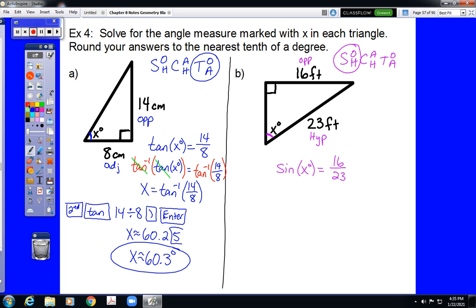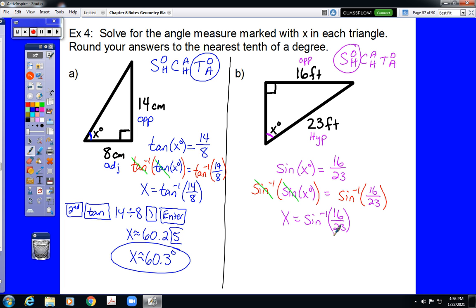Once again, we are inside of a sine function. To get it out of the sine function, to free it from the sine function, we are going to take the inverse sine, or arc sine, of each side. So the inverse sine of the sine of x equals the inverse sine of 16 over 23. Once again, when we do that, the sine and the inverse sine cancel, and we are left with x is equal to the inverse sine of 16 over 23.